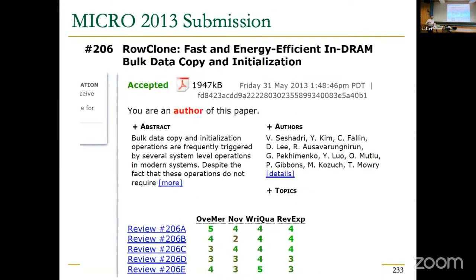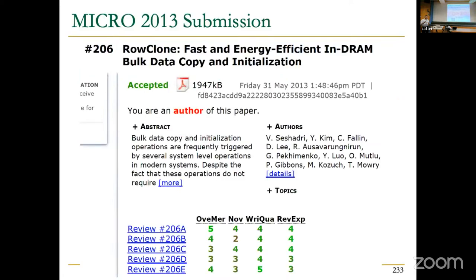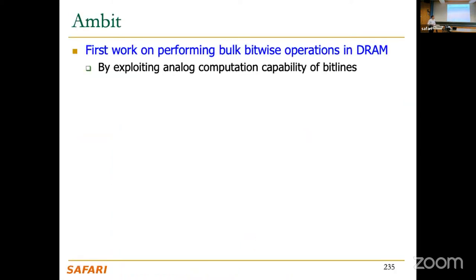And then you keep resubmitting because you're a PhD student. Every 4 months or so, you have one of those conferences. You submit to another conference, you get another set of reviewers, and then your paper gets accepted. So for RowClone, the cycle was just 2 rounds, more or less reasonable. For Ambit, it was not so easy.